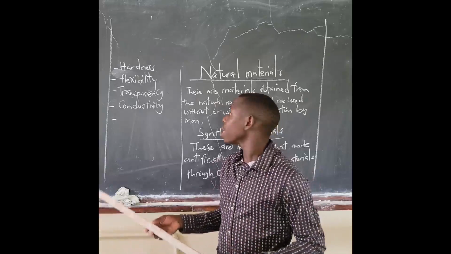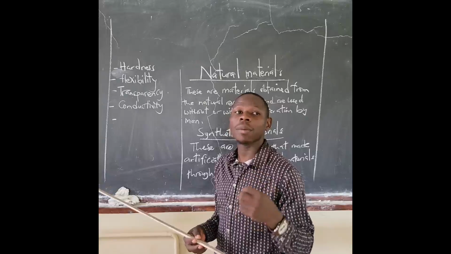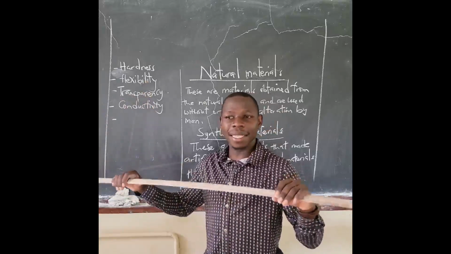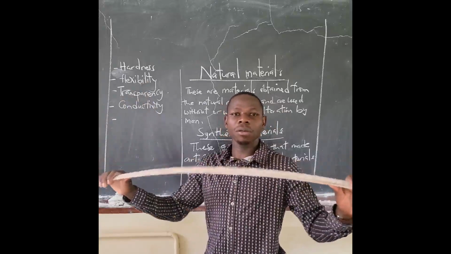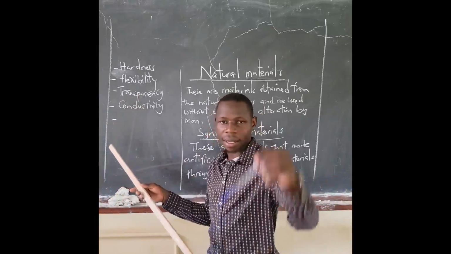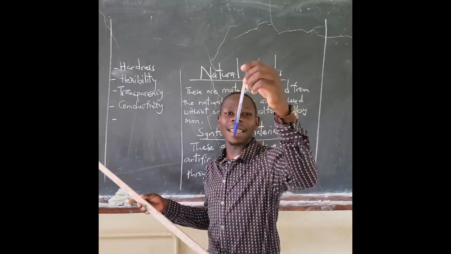As I told you, some materials are hard. They show the characteristic or the property of hardness. Others are flexible when they can bend. As you can see this metal, it can bend. Others are transparent, like glass. Look at the pen. It is transparent. I can see the ink.